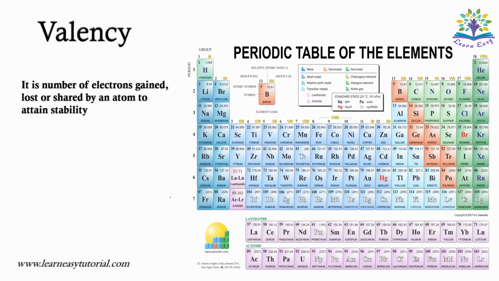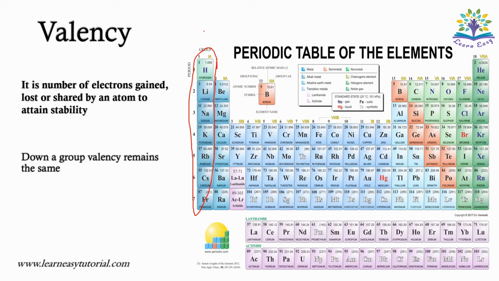It mainly depends upon electronic configuration. Down a group, the electronic configuration of the elements is similar. The number of valence electrons remains the same down a group. Therefore, the valency is also the same.